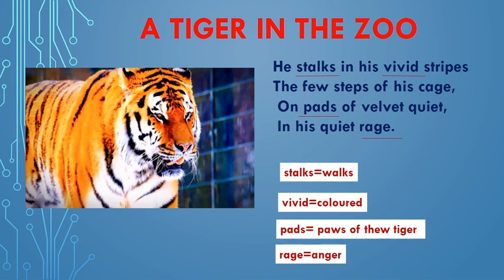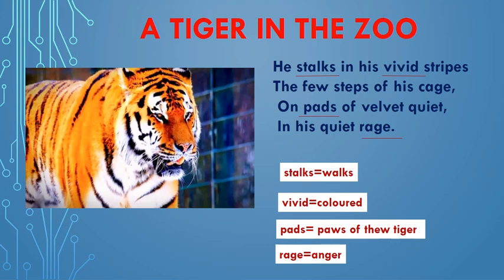On pads. Pads means the paws of the tiger. Pads of velvet quiet. How are the paws of the tiger? Very smooth, just like velvet. Do you know the velvet cloth? Very smooth cloth. Velvet is a smooth cloth. In the same way, the tiger's paws are also just like velvet, quiet.